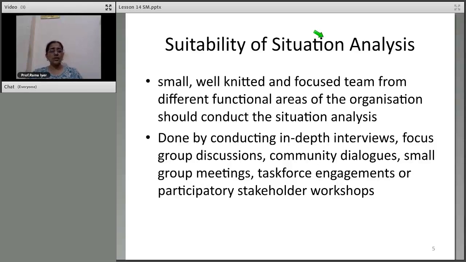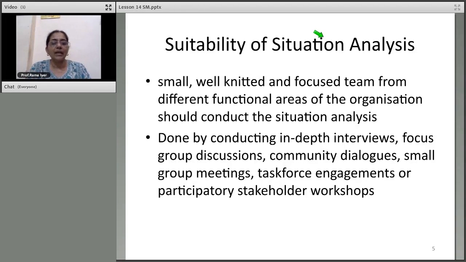To whom is it suitable, this situation analysis? Or how you should go about conducting it? So basically, a small team has to focus. Okay. So how will you bring this small team together from different functional areas? It's not just one person will look at it. No. Then only you will get an overview of it. So, when different functional areas people come together, that's when you will get a proper analysis of the situation, right?